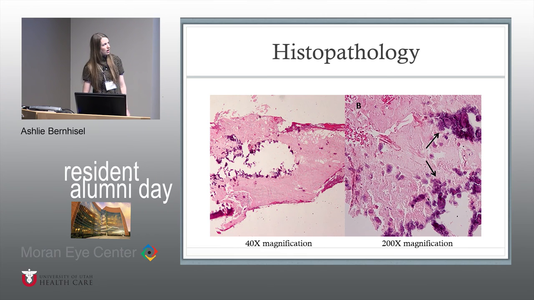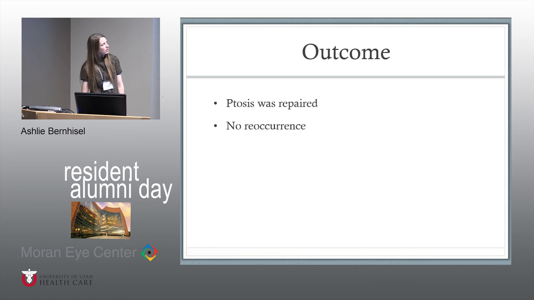We did not do von Kossa staining, but didn't feel like we needed to. It's pretty straightforward. So the ptosis was repaired at the time of surgery, and she has not had any recurrence. She's about 3 years post-op now, and she's doing great, and luckily we could give her the good news that she did not have sebaceous cell carcinoma.